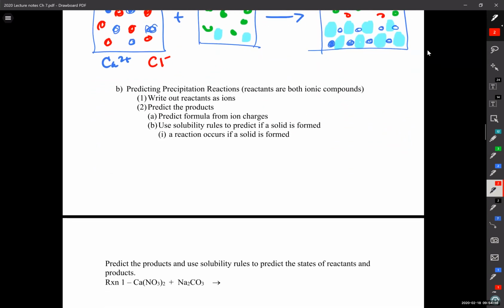So you're going to have to be able, this is one of the hard parts now, we're going to have to be able to predict. So stop zoning out. I know a lot of you are zoning out. You have to be able to predict the products of chemical reactions. So I want you to focus on this part.